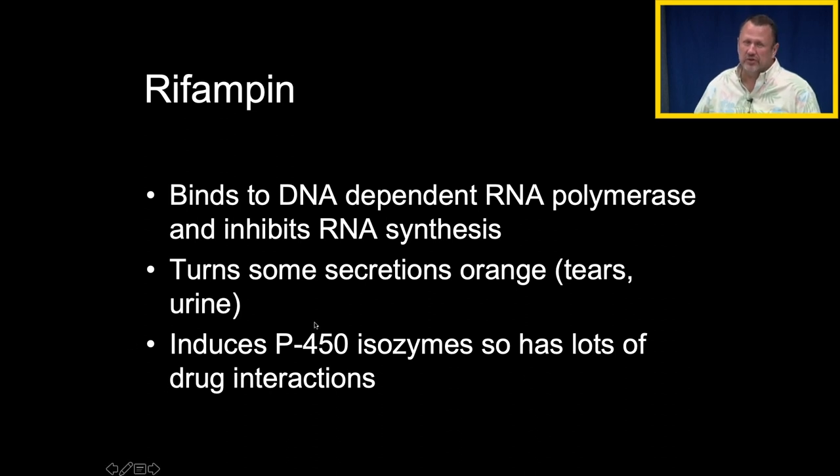They are inducers of the cytochrome P450 system, so there are a lot of drug interactions. Remember, inducers increase the amount of enzyme activity. And so rifampin is, again, one of our treatments for tuberculosis. They interfere with DNA and RNA synthesis.